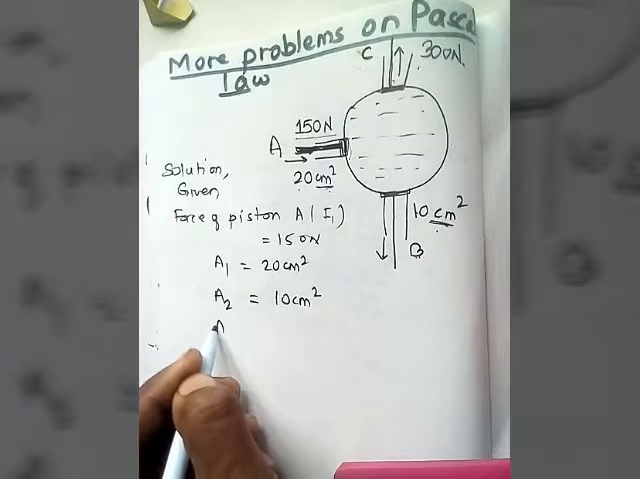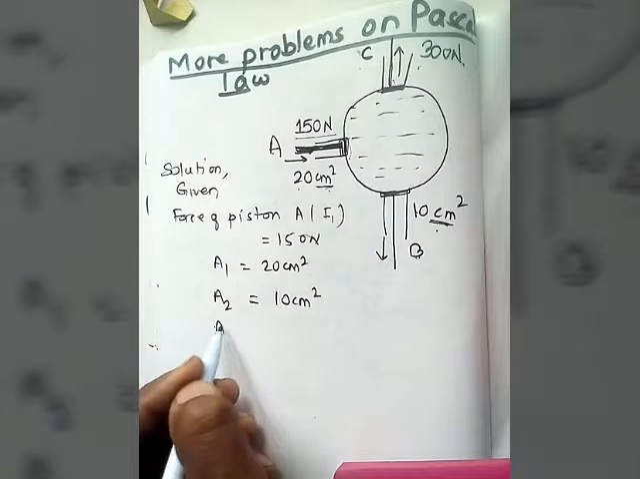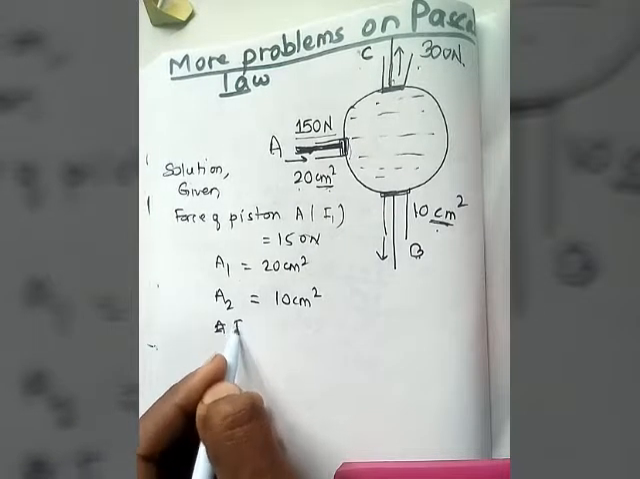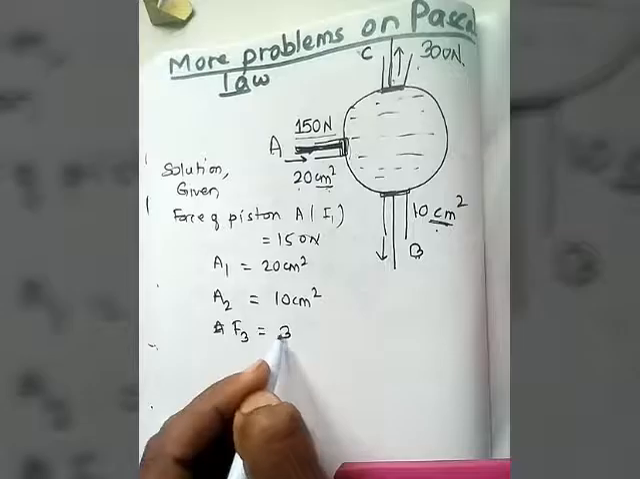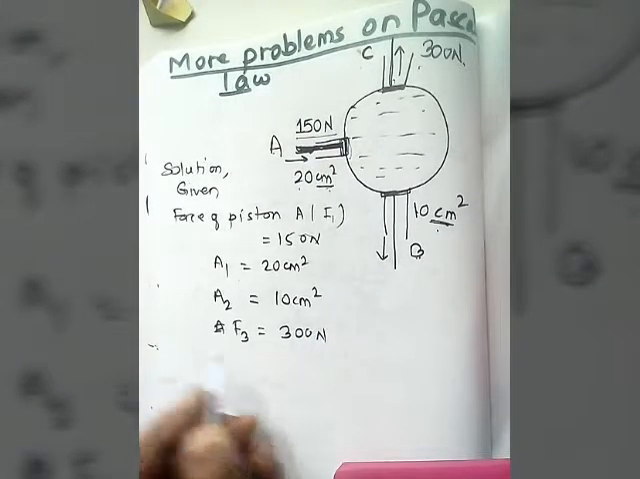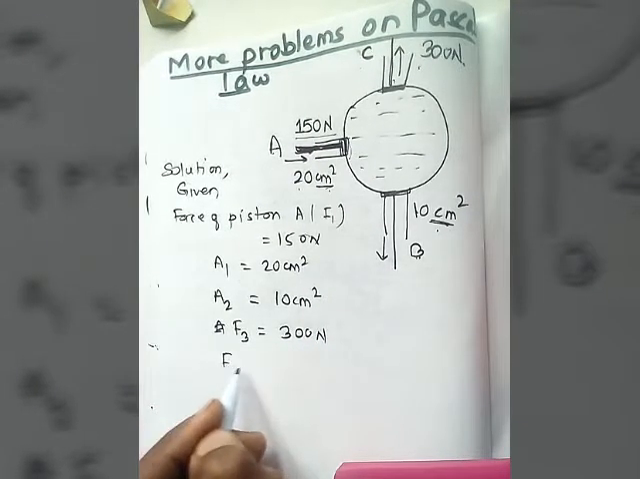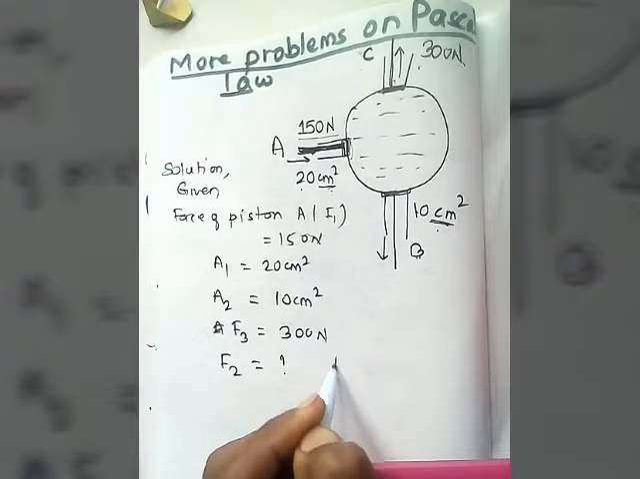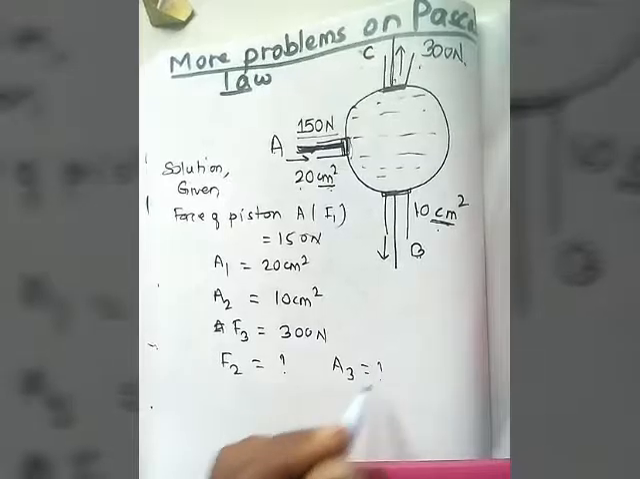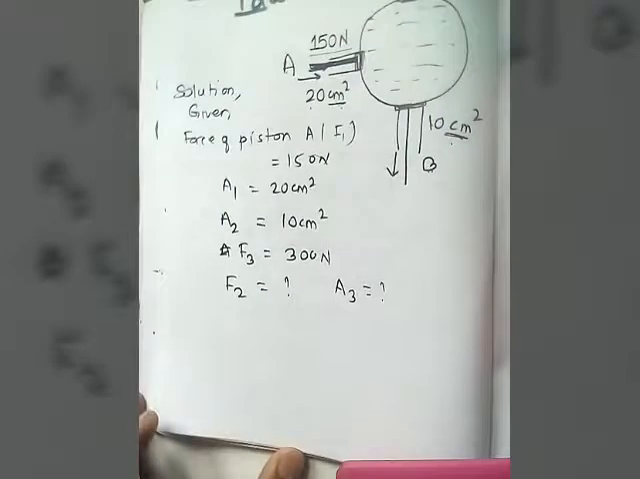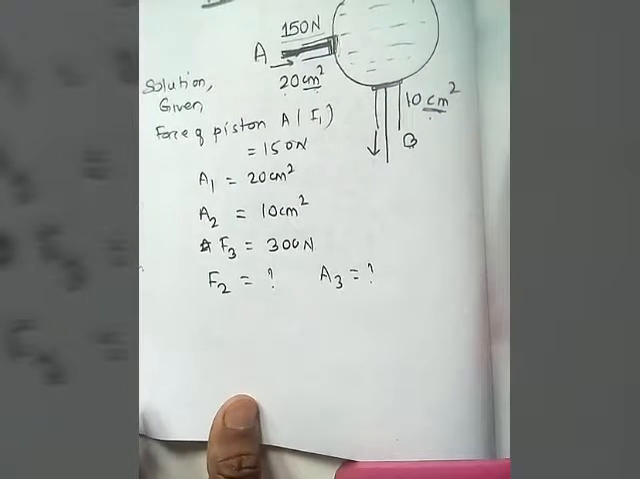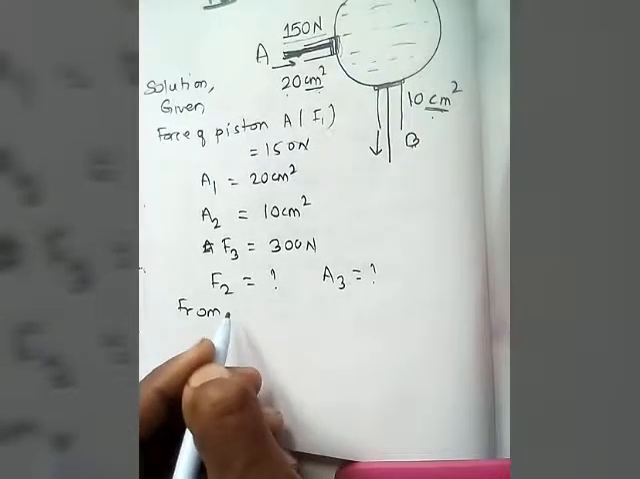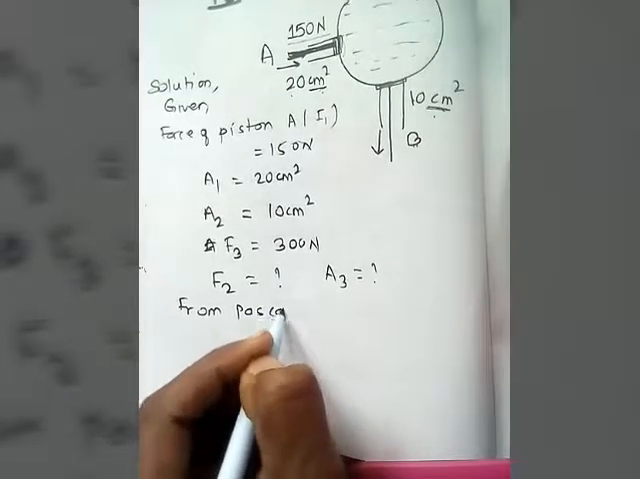Likewise area of piston C, sorry, there's no area given. So the force on piston C, consider F3, so F3 is equals to 300 Newton. We are required to find the force on piston B, F2 is equals to what? And similarly the area of piston C, that is A3, is equals to what? Now definitely we have to apply Pascal's law.